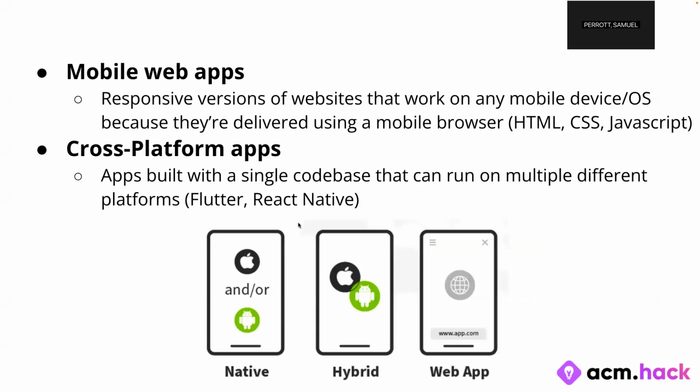And then the other 2 types are mobile web apps, which are responsive versions of websites that work on any mobile device. And they're delivered using a mobile browser with HTML, CSS, or JavaScript. So when you open up Safari and you're looking at Instagram or Twitter, or a different kind of site, they have a different view than you would get for a website on your laptop. Okay, and there are also cross-platform apps, which are apps built with a single code base that can run on multiple different platforms. And these can be developed with frameworks like Flutter and React Native.